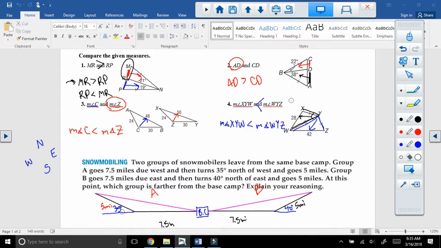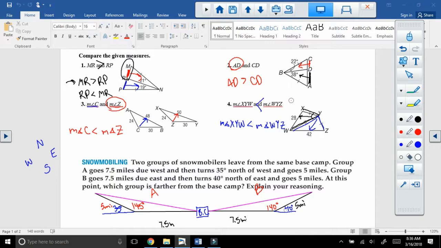So we have this straight line. This is 35. How many degrees would this be? 145. You can just subtract that from 180. Those two are a linear pair. How many degrees would this angle be? 140. Again, they're supplementary. They're a linear pair. You can just take it away from 180.